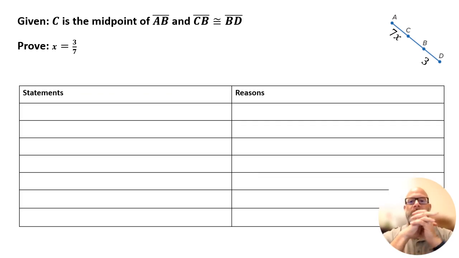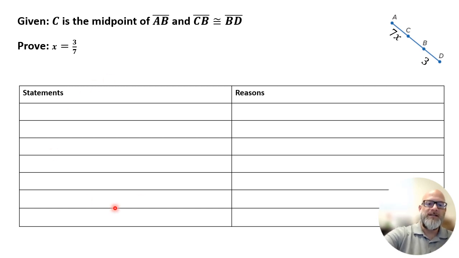C is the midpoint. Oh, what are we doing now? It's the same exact proof. C is the midpoint of AB, and CB is congruent to BD. Prove that x equals 3/7. So what's new? What's new is we're going to do this in what's called a two-column proof. Most proofs are done in this textbook as two-column proofs.